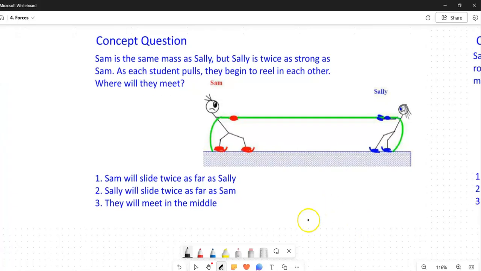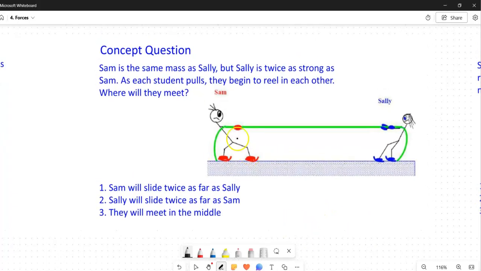Okay, almost done. So Sam and Sally have the same mass. Sam and Sally work out together, but Sally is much stronger than Sam. So she does CrossFit and she's really super strong. But Sam weighs the same as Sally, but he's not as strong as her. So they're on ice skates. Okay, bear with me. They're on ice skates, and they're going to begin reeling each other in. When they do that, where will they meet?